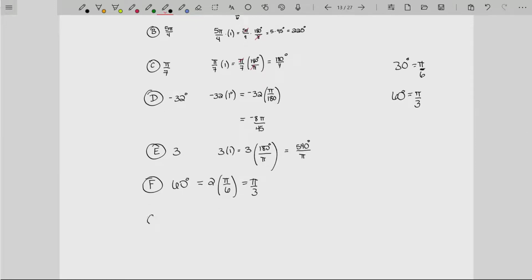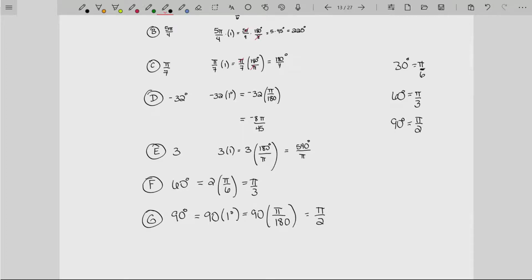We know that 90 degrees, for example, was pi over 2, but you can convert that. You can see it is 90 times 1 degree. That's 90 times pi over 180. That is pi over 2, definitely. So 90 degrees is pi over 2.